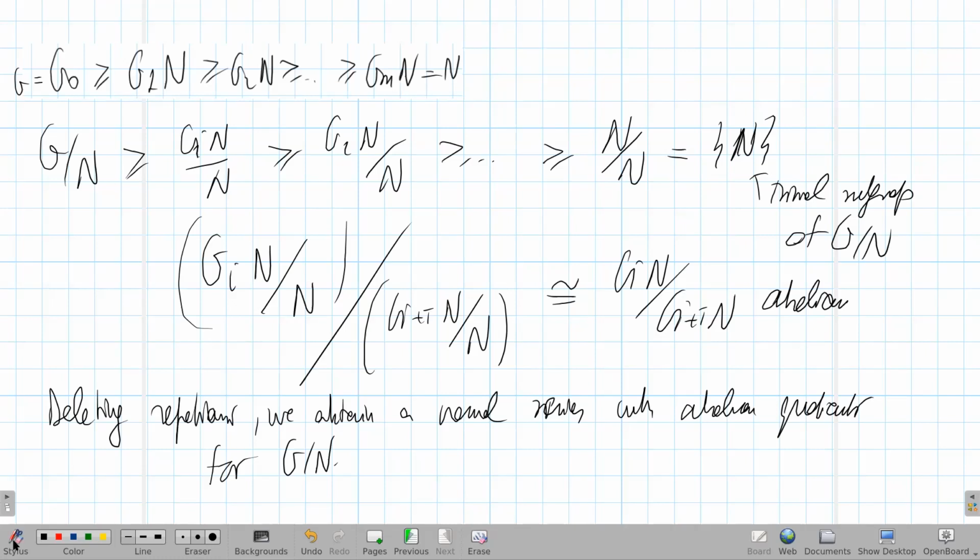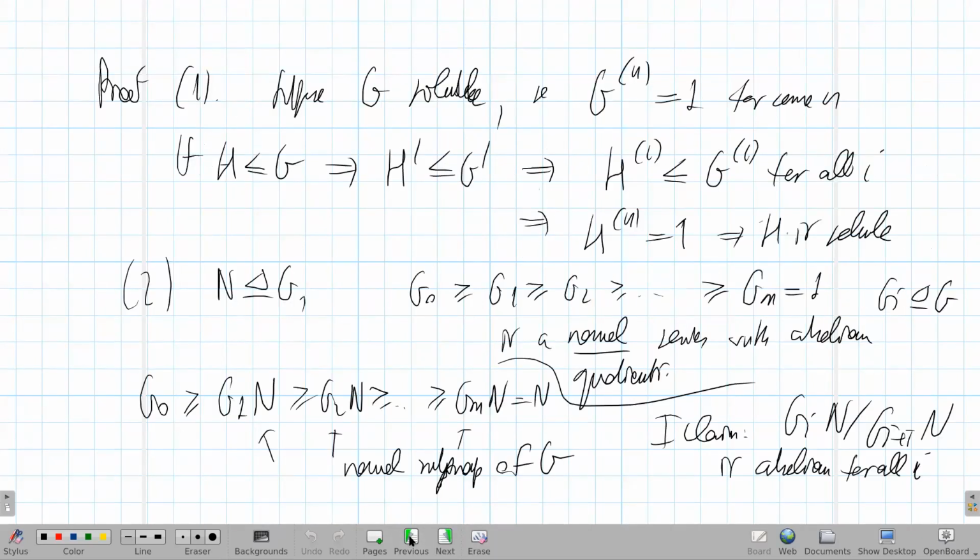The proof is really direct. We are only using the third isomorphism theorem and the second isomorphism theorem, which are really part of the basic grammar of group theory. Okay, so this is the proof of 2.